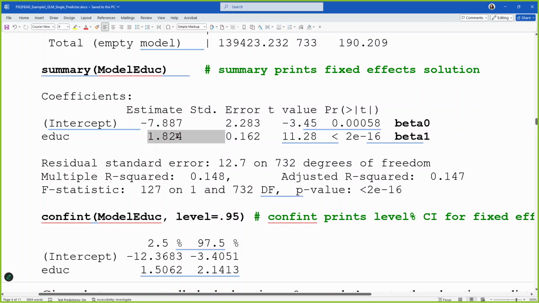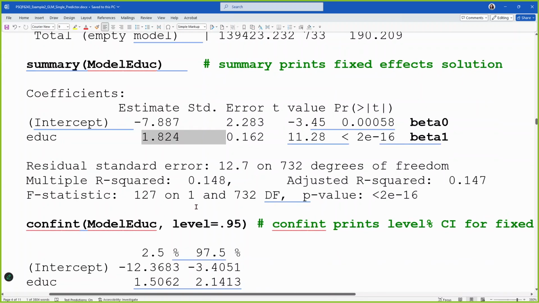So here's my estimate. How wiggly is this expected to be across repeated samples? Where do I look for that? Standard error. Yeah, standard error. So this is how far off the sample slope is predicted to be on average from the population slope.